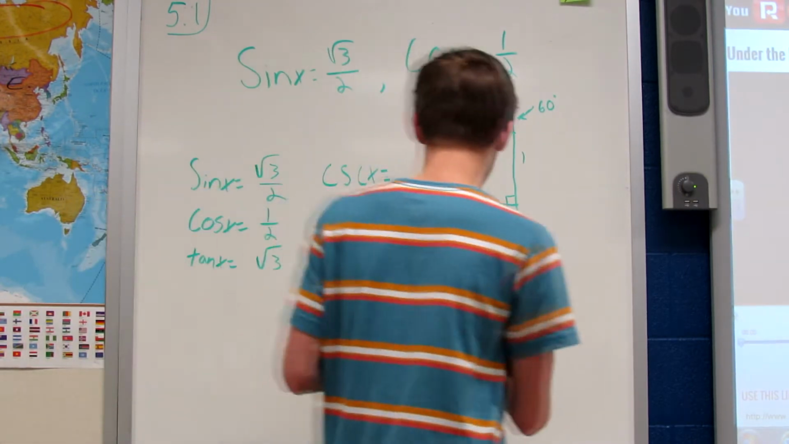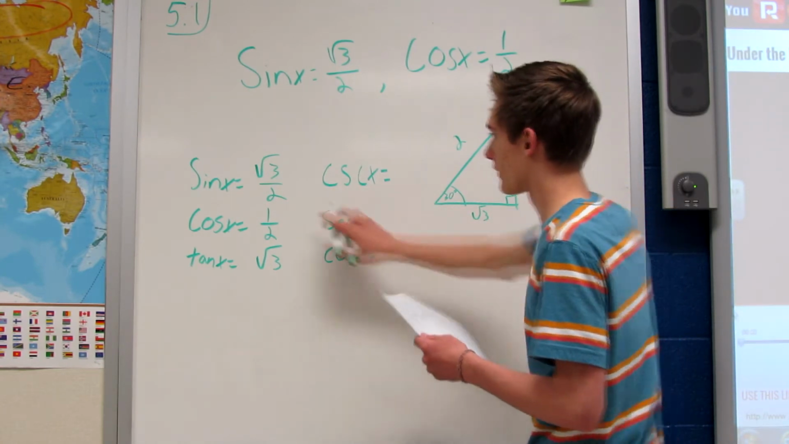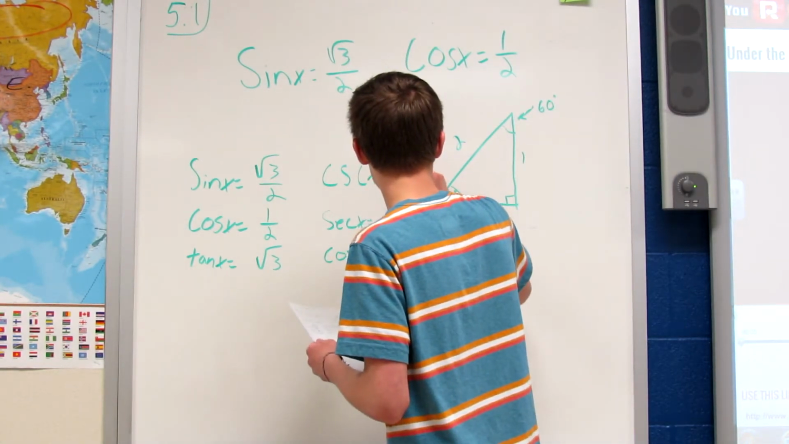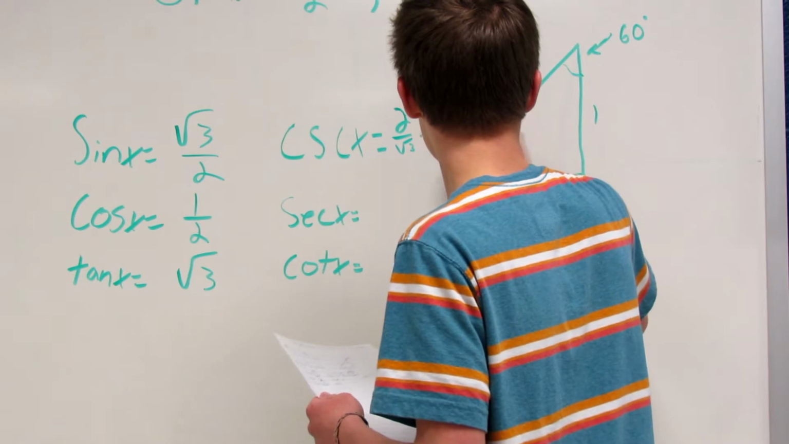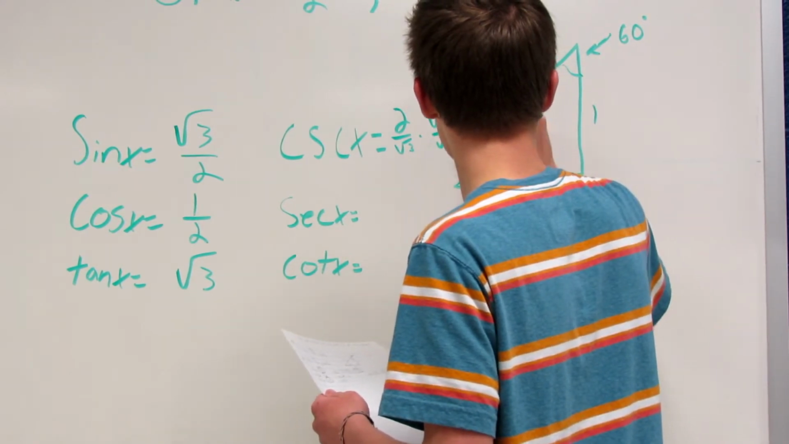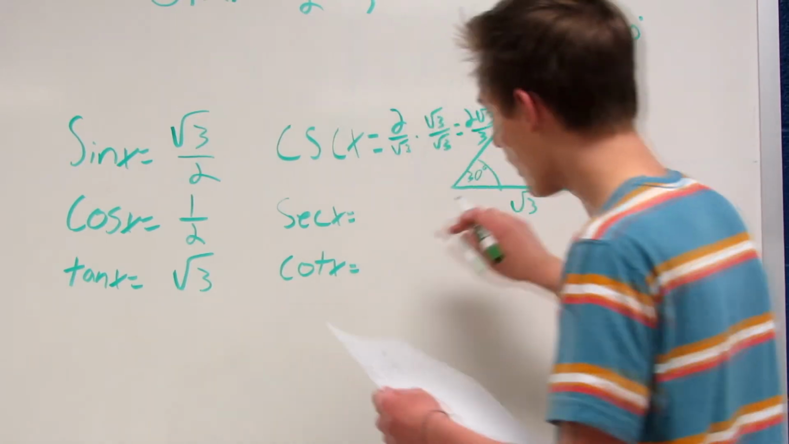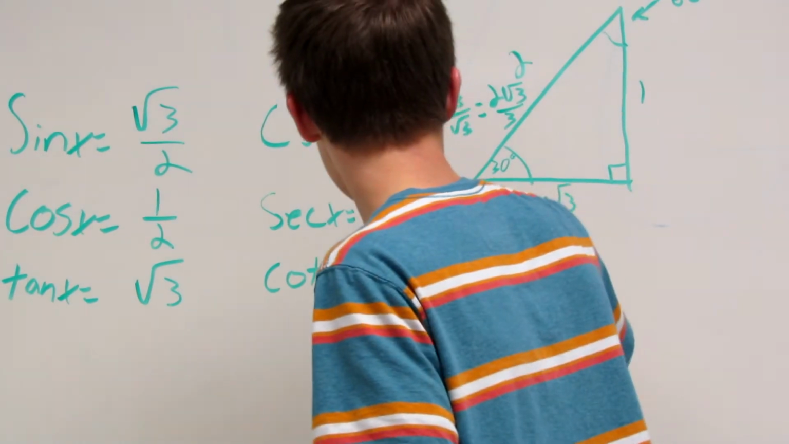And then next we're going to do cosecant, which is the opposite of the sine. So that's going to be 2 over root 3, and then we're going to multiply both sides by root 3, so that's going to give us 2 root 3 over 3. Next is secant, which is the opposite of cosine, so that's just going to be 2.